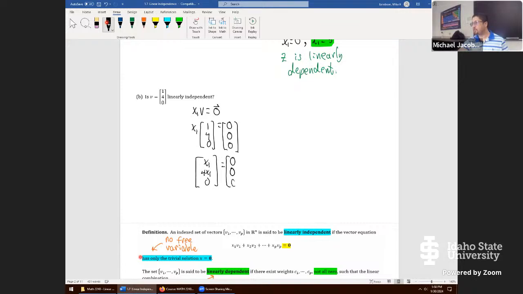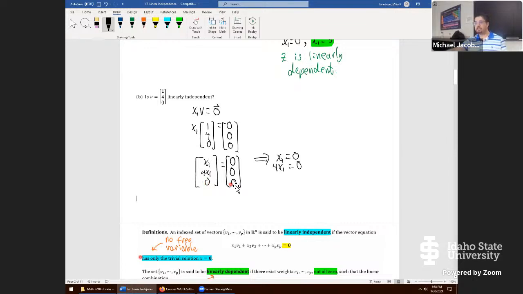This is set to 0, 0, 0. Now we're dealing with the definition of vector equality. There's only one way this is true. That's if our first entries equate. So this implies x1 is 0. Our second entries have to equate. So 4 times x1 has to be 0.